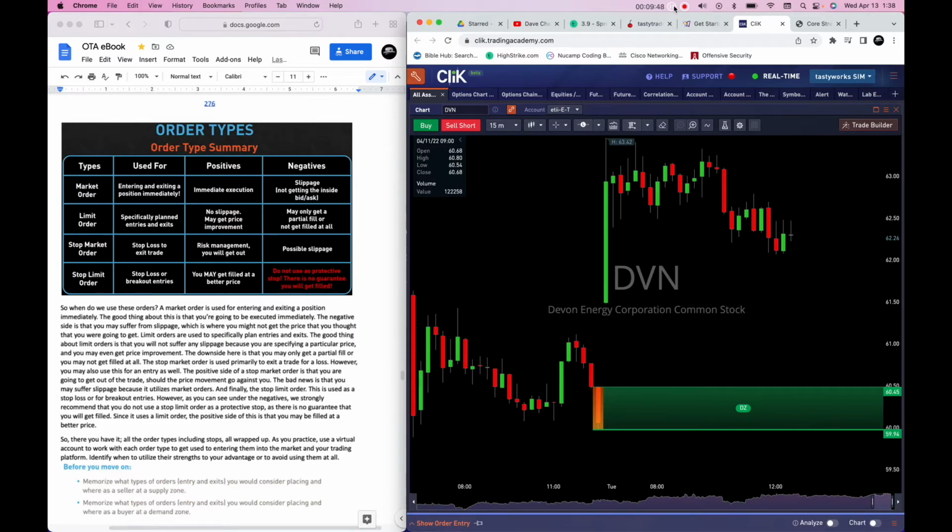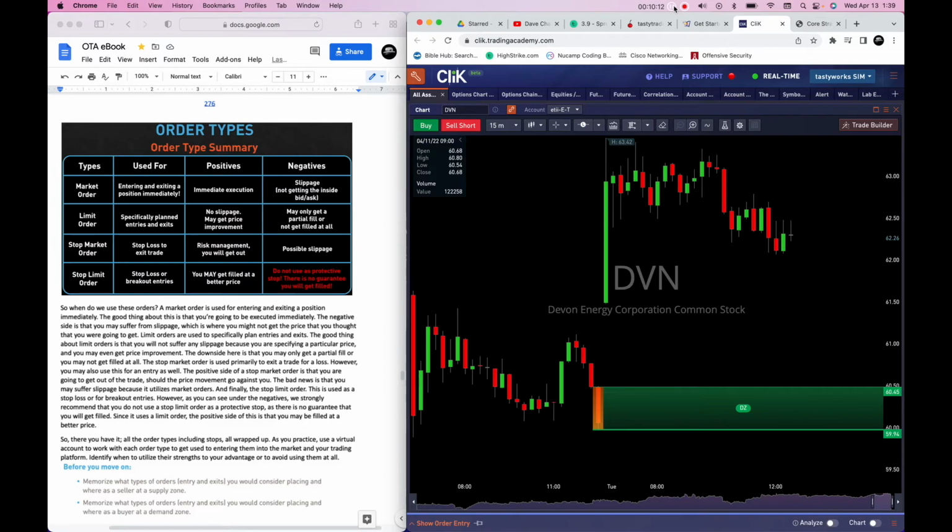Limit orders are used to specifically plan entries and exits. The good thing about limit orders is that you will not suffer any slippage because you are specifying a particular price, and you may even get a price improvement on your order. The downside here is that you may only get a partial fill or you may not get filled at all.